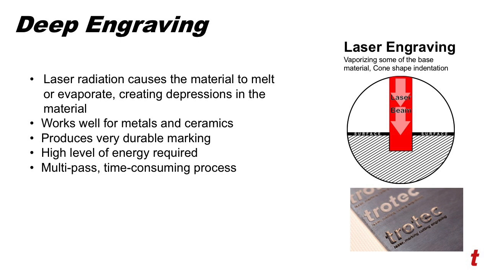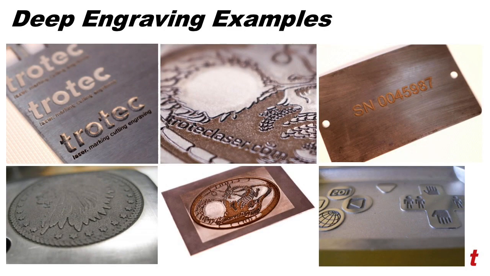It produces an extremely durable, high contrast, high quality mark. However, high levels of energy are required for this process, in addition to multiple passes, and it is a very time-consuming process. Here are some examples of engraving with depth into the surface of metals. This process, though it takes longer, is ideal for creating castings or molds, or processes where shearing or longevity of the actual mark needs to be into the surface of that material.